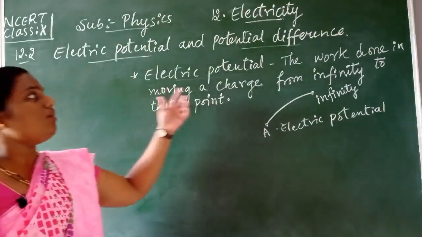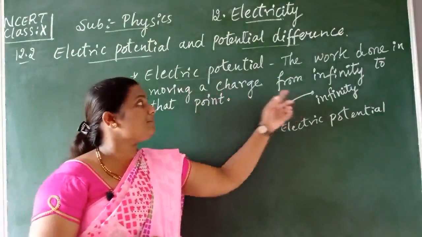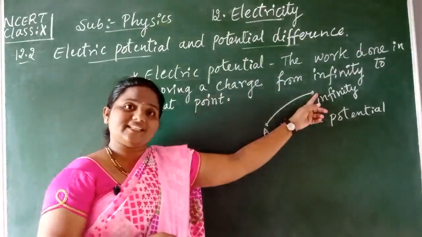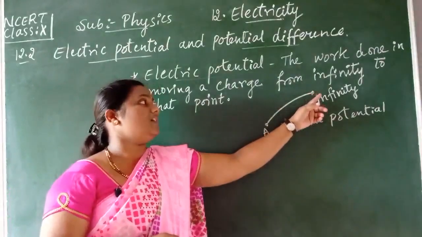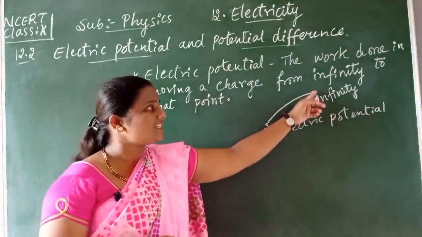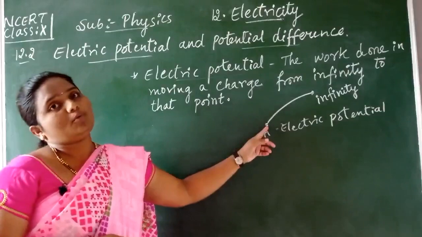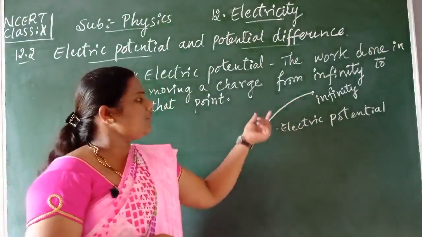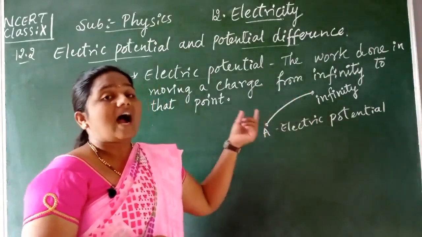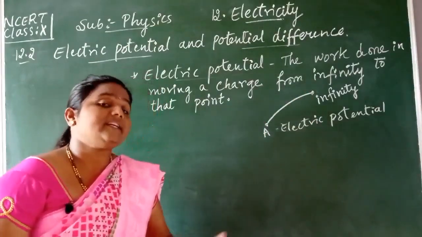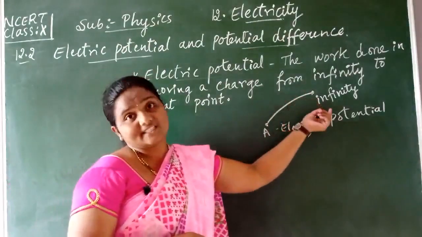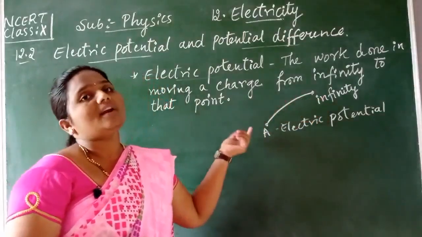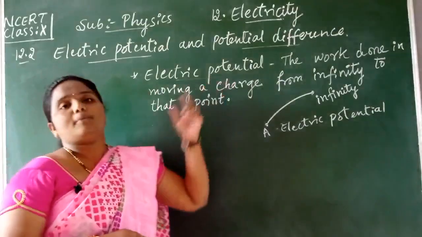That is the work done in moving a charge from infinity to that point. For example, if a charged object, a body, is there, in order to move it from this point to this point, from infinity to a particular point A, or you can take any point, whatever work is carried out in bringing a charged body or charged particle from infinity to that point is called electric potential.